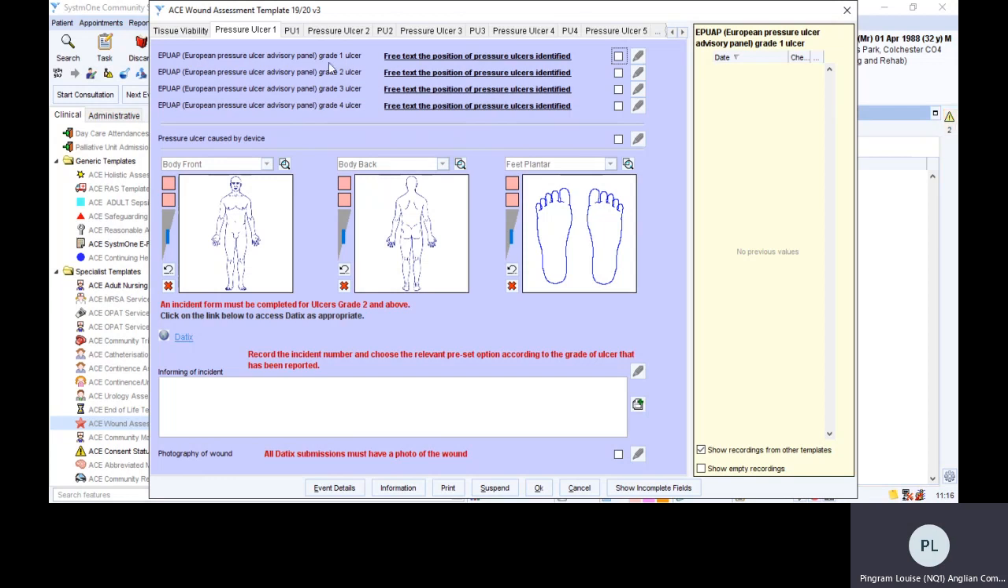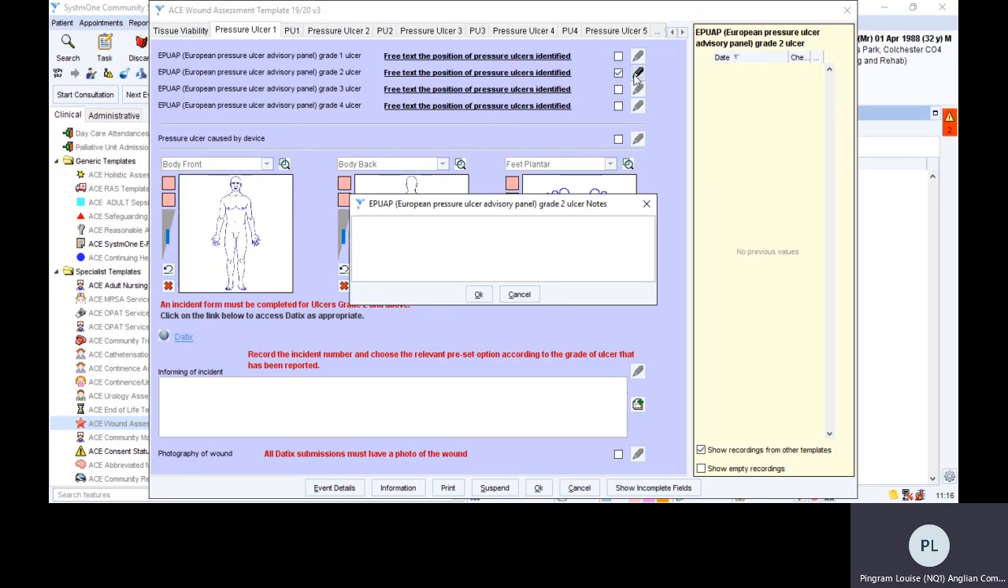This does still say grade because System 1 hasn't changed it at the moment. We should be using the terminology of categories. So you would just tick whichever one is appropriate and then use the pencil to write where that was. So if you write in there category 2 wound found to left hip, it just helps to specify exactly what wound on this tab we're talking about.